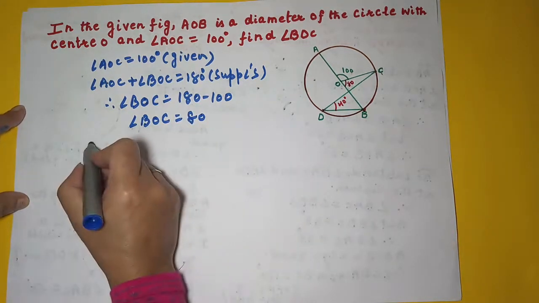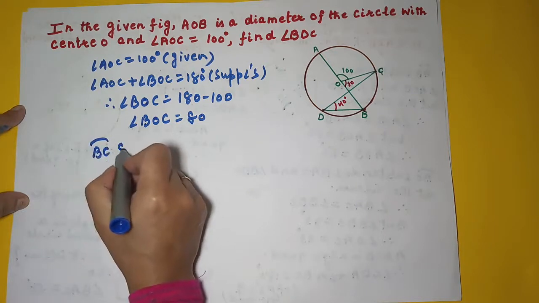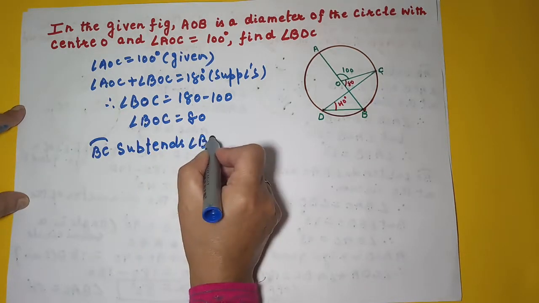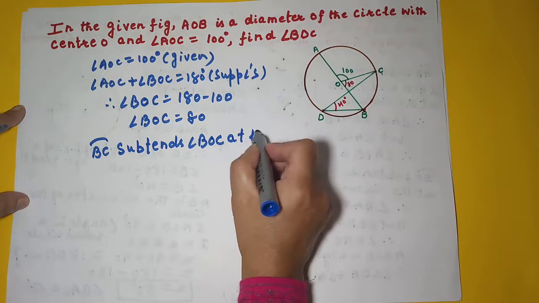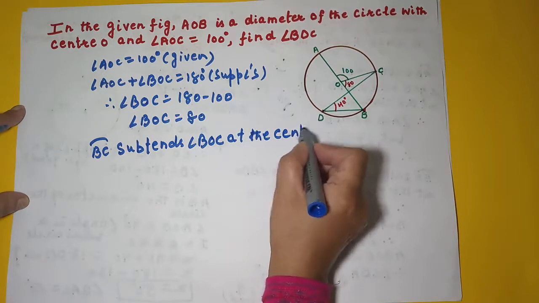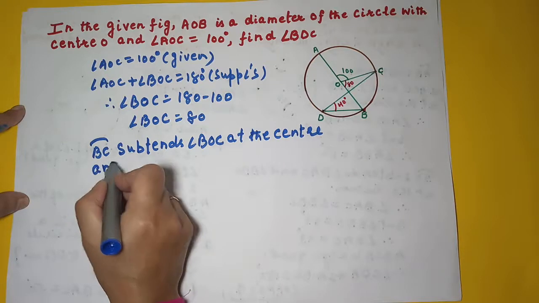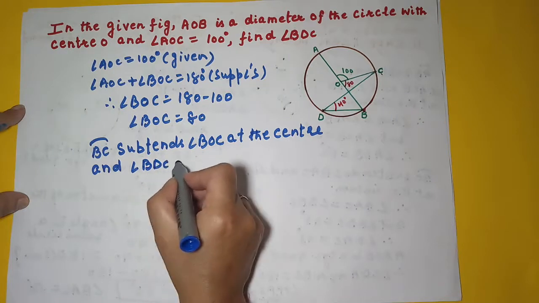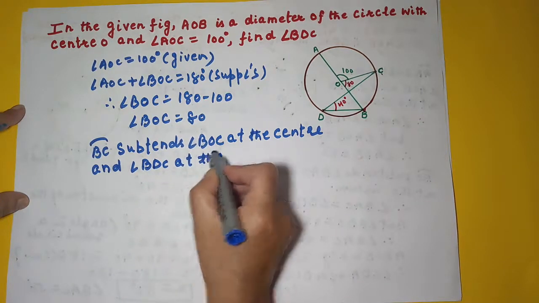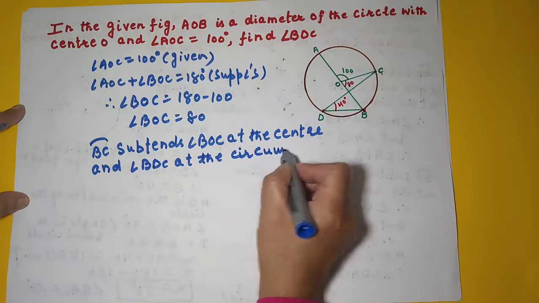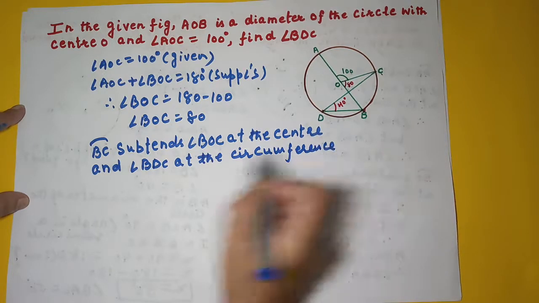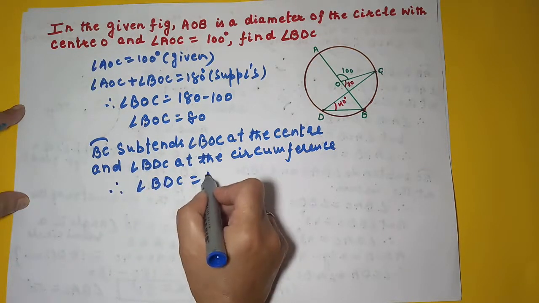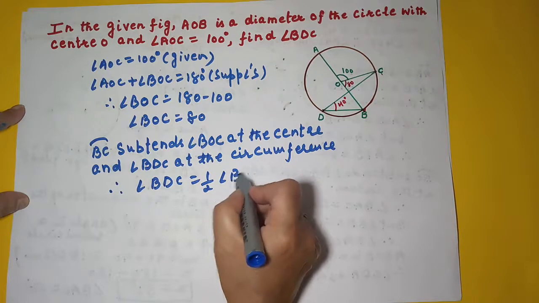Right? Now you can write that arc BC subtends angle BOC at the center and angle BDC at the circumference. So, you can say that therefore angle BDC will be half of angle BOC.